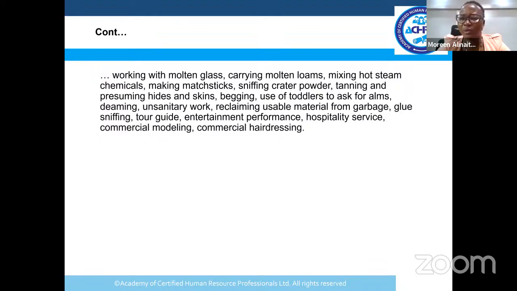Glue sniffing, I don't know whether that is work. Glue sniffing is not work. I don't know why they consider this. Tour guide, entertainment, performance, hospitality, service, commercial modeling, and commercial hairdressing.